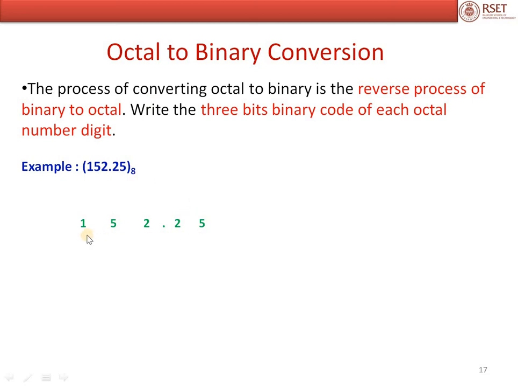152.25. We have to write the corresponding binary value with 3 bits, so 1 means 001, 5 is 101, 2 is 010, and here 2 is 010 and 5 is 101. So this is the corresponding binary value of this octal number.